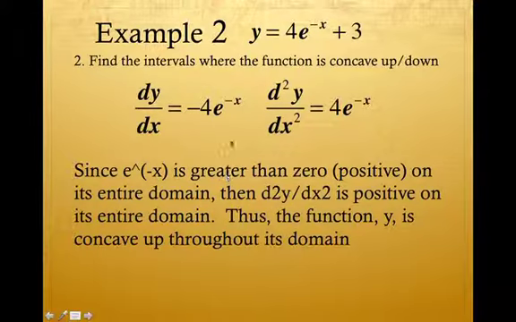Okay, so where's it concave up, concave down? We're going to go ahead and look at the second derivative here. And we see that we've got a positive times a positive. No matter what x is, this is always going to be positive. So we've got our second derivative is positive. So that means throughout the domain, our function is concave up throughout its domain.